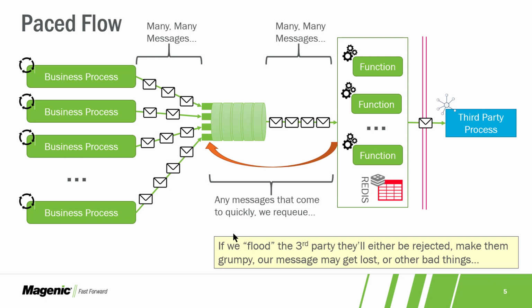At the end of each unit of work, we reset the pacing, and that allows multiple consumers to execute that same logic. The net effect is that we spread messages out in time by requeuing any messages that are not ready to process.